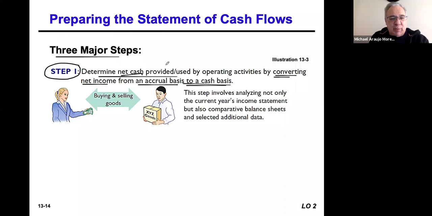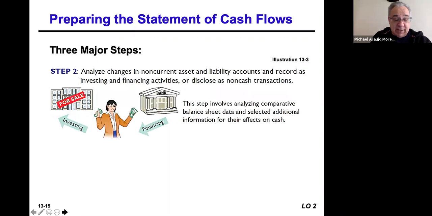That's why the net cash provided by operating activities is going to be different than net income, because when we convert from an accrual to a cash basis, you'll see what happens. So that's the first step. That's going to be the first major step.